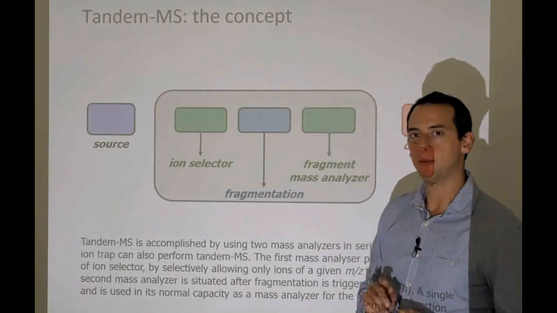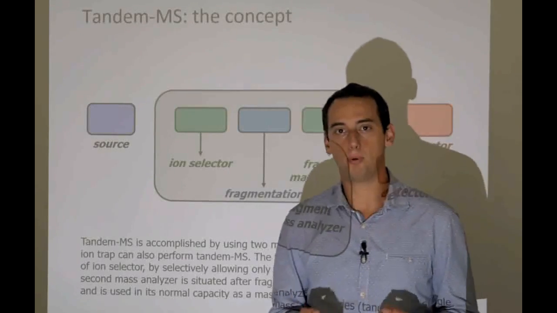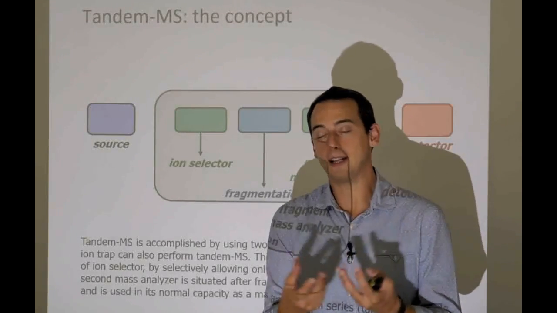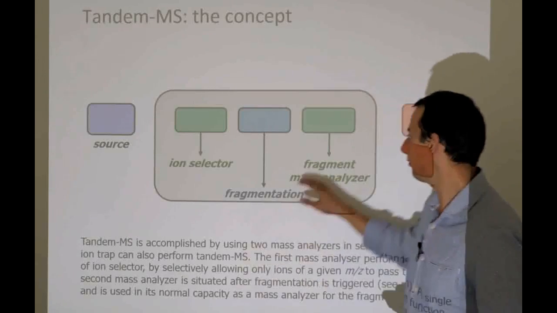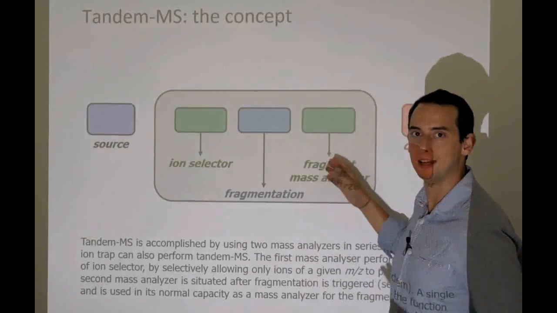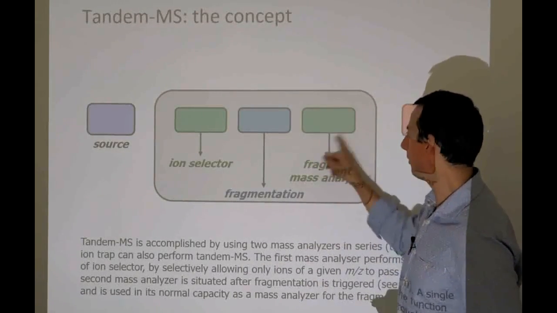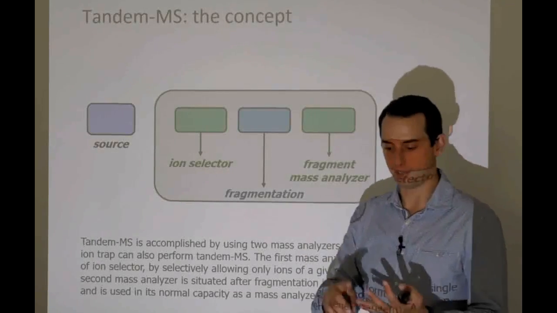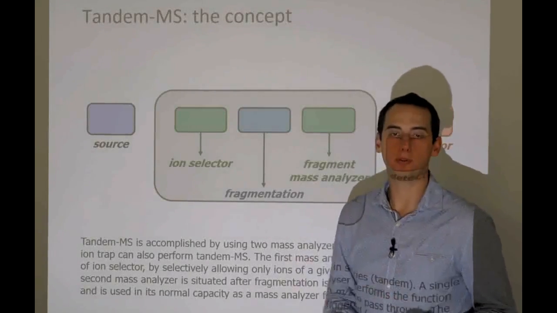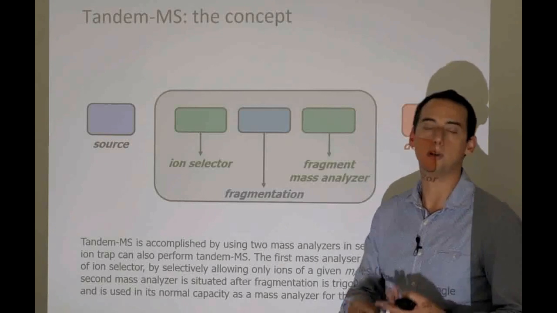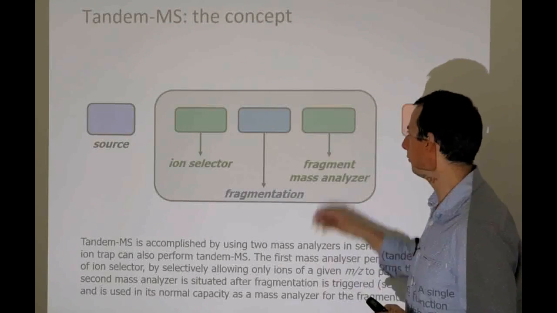And these fragments that we obtain, so the bits and pieces that an analyte breaks into, are then analyzed by a second mass spectrometer, a second mass analyzer. And this mass analyzer can be anything: a time of flight, an ion trap. You could in principle use a quadrupole, but it's not that often used. It could be an Orbitrap, could be a Fourier transform instrument.